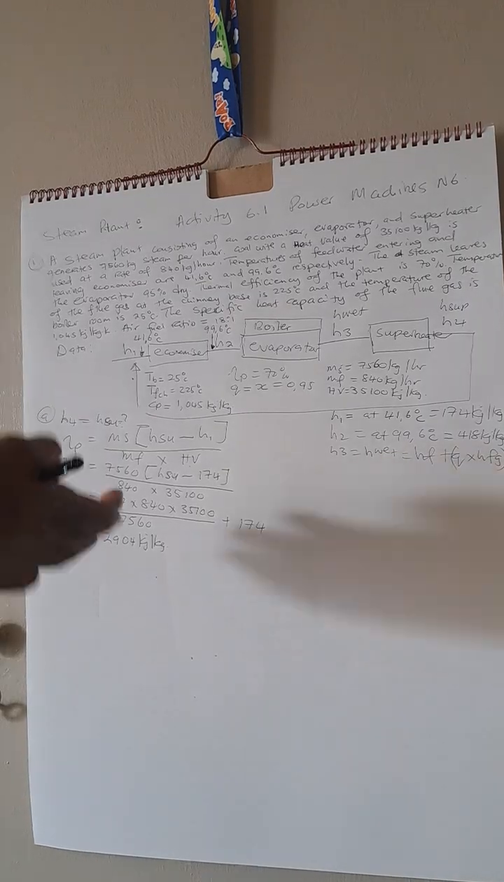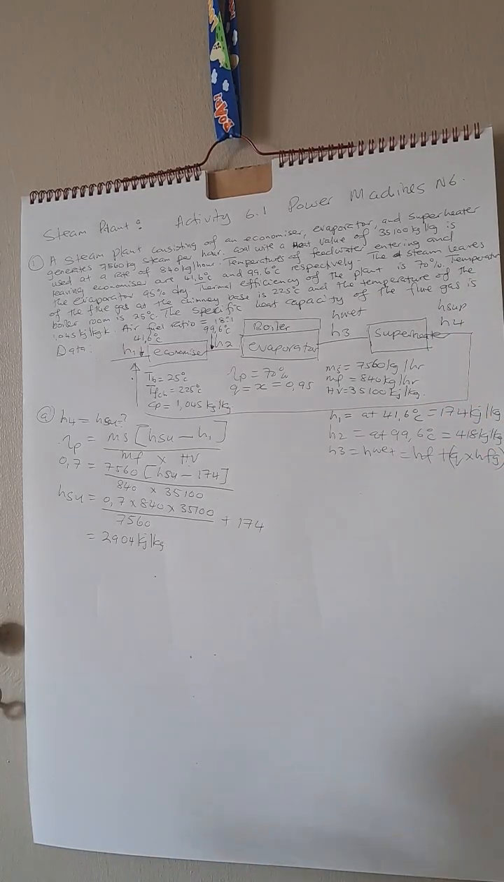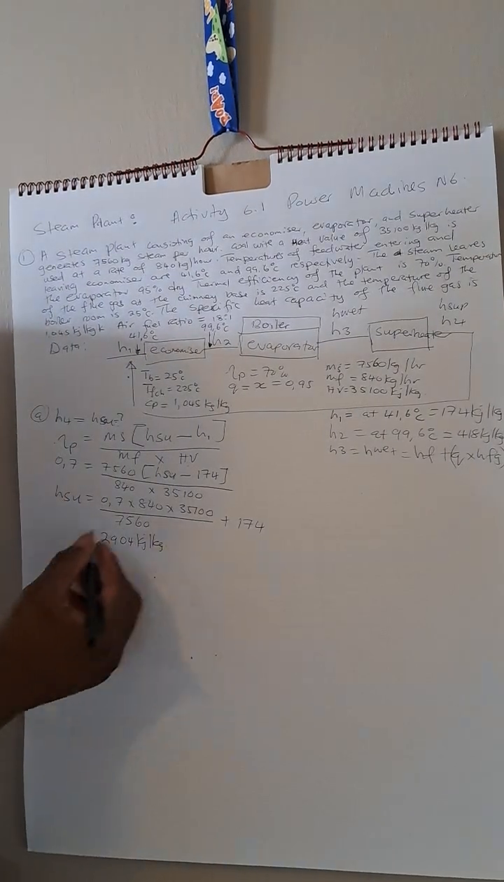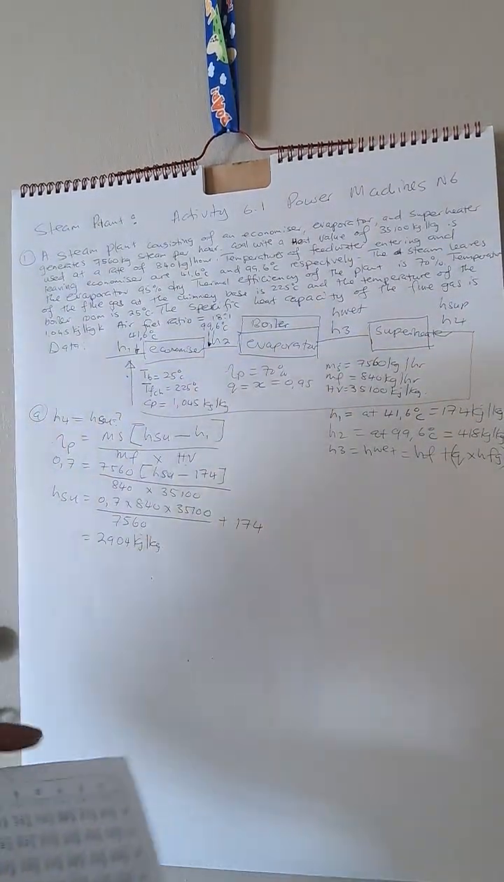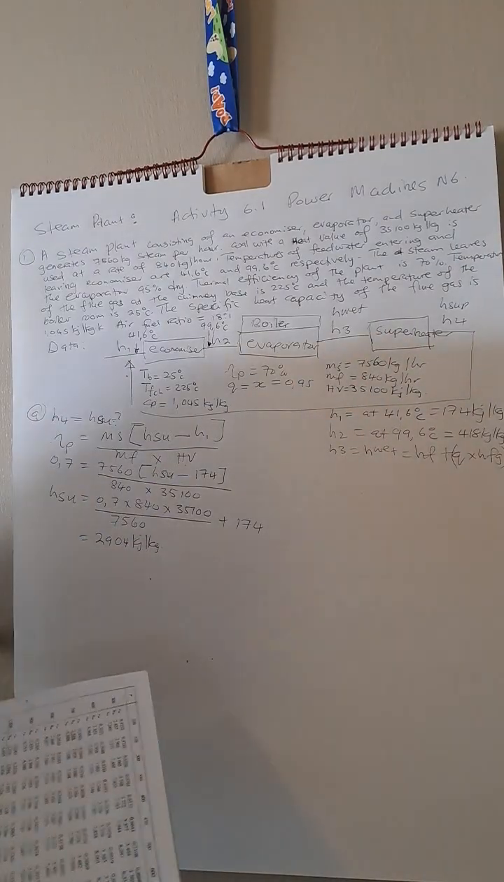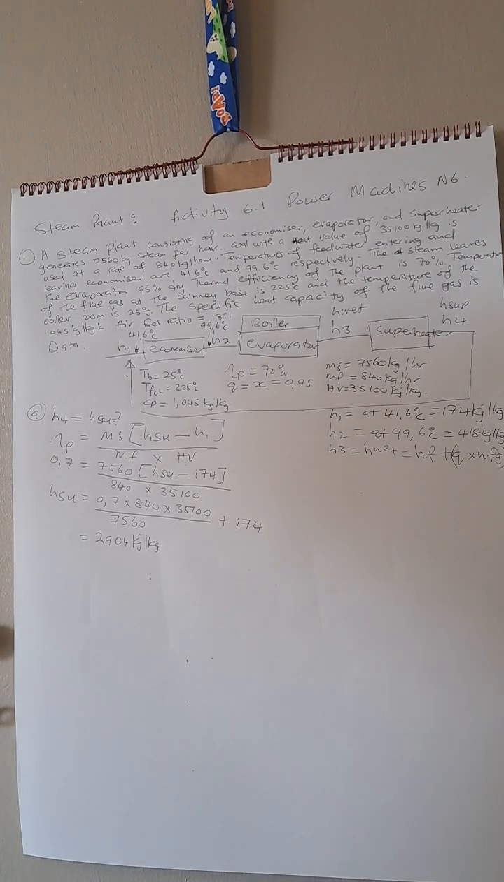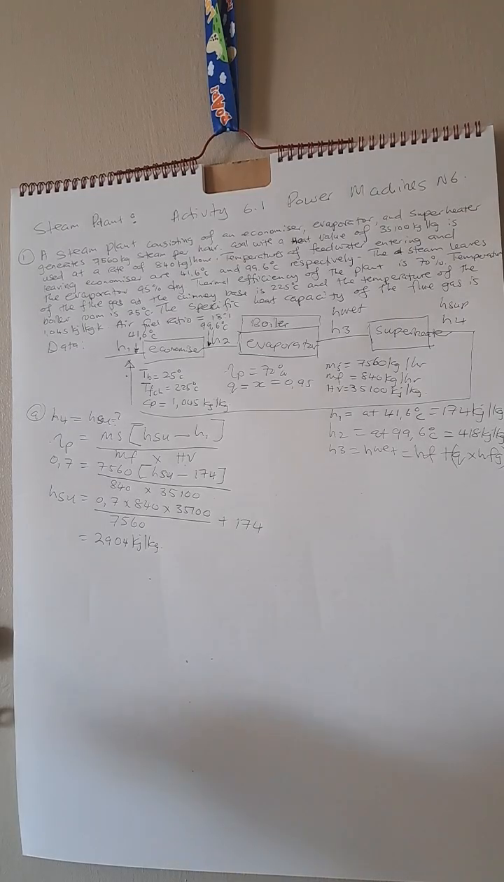Once we have our HSU, this is the most important thing we needed. Now, using your steam table, you need to move as fast as you can. You go to your superheated steam table and look for the enthalpy of 2904. We are looking at our HSU of 2904. Is the pressure 3000 here? No, it's not 3000.